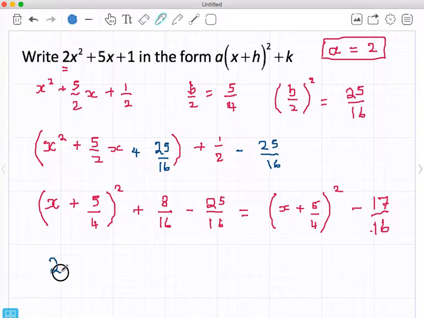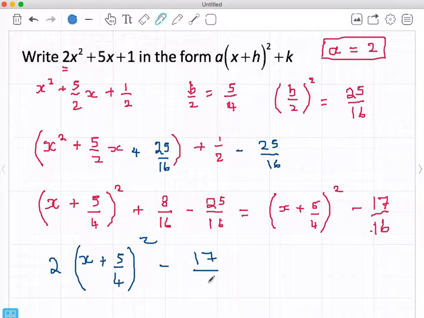So it becomes 2 times x plus 5 over 4 all squared, and also 2 times this. Now when I multiply this by 2, basically I can just multiply that, make it 2, and it cancels out with the 16 to give me this. So I'm going to leave it like that, and there's a good reason I want to leave it like that. I don't want to expand any of this, or else I'll just get back to the beginning.